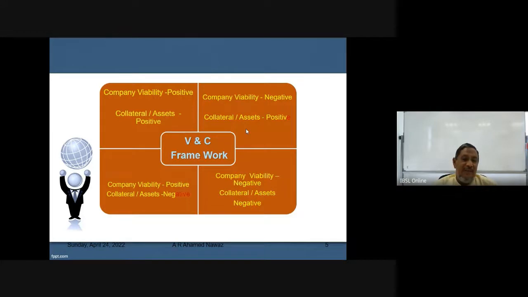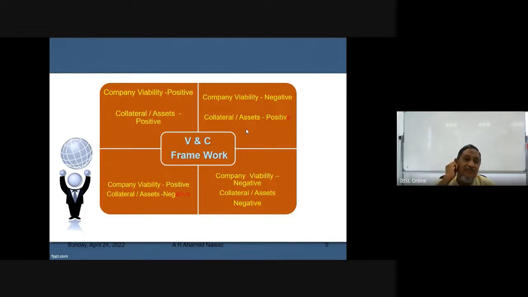Right, the VNC framework. In one quadrant, company viability is positive and collateral assets are positive, available. That is the best we can do, we can go for rehabilitation easily. The company is viable and collateral assets are available. On the other hand, in another quadrant company viability is negative but collateral assets are positive. The company cannot continue any further, but assets are available.